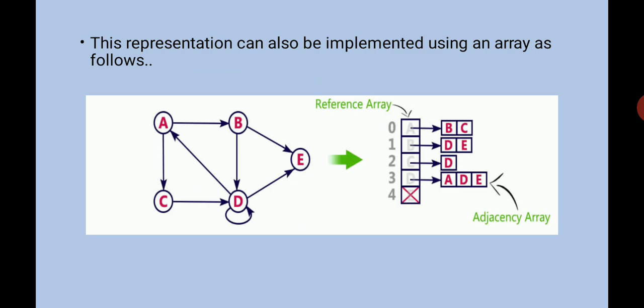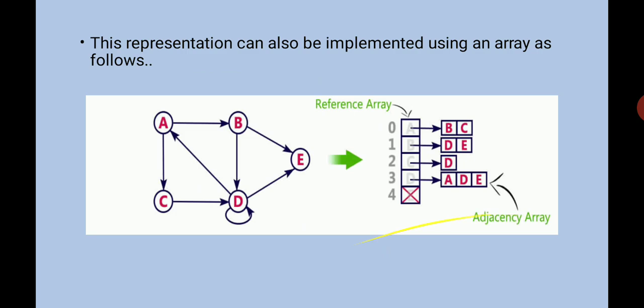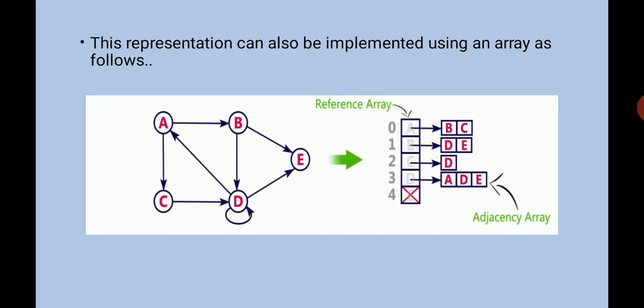Then you can also represent it with an array. So see, your 0 subscript represents your vertex A, that is, your B and C here. Sorry, 0 will have BC, 1 will have DE, 2 will have D, and 3 will have ADE, and 4 shall be null. So this is how the array representation would look, right?